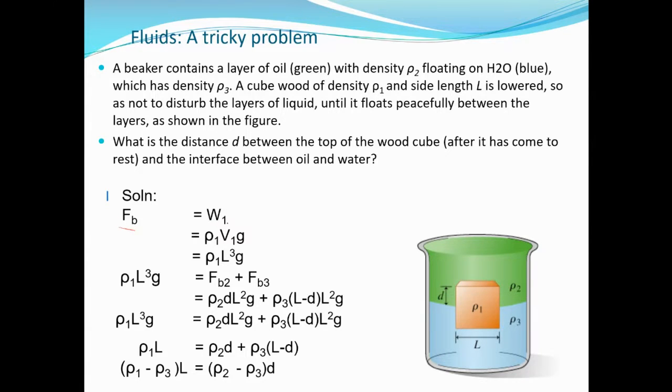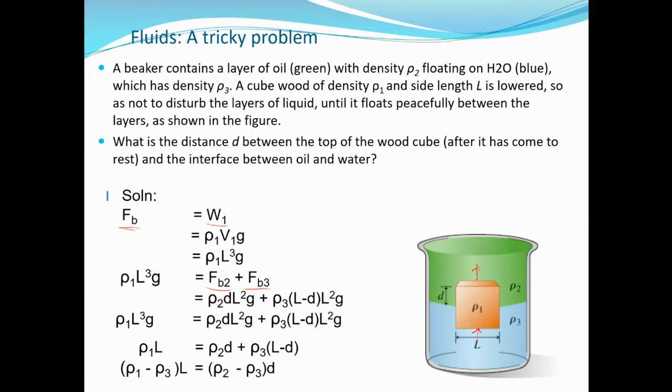Now the buoyant force we know is balanced by the weight of the wood. But the buoyant force is made up of two forces, FB2 and FB3: the buoyant force acting on the wood due to water and one due to oil. So that's why we have FB2 plus FB3, all pushing upward, because the direction of the buoyant force is always vertically up. It is always known.